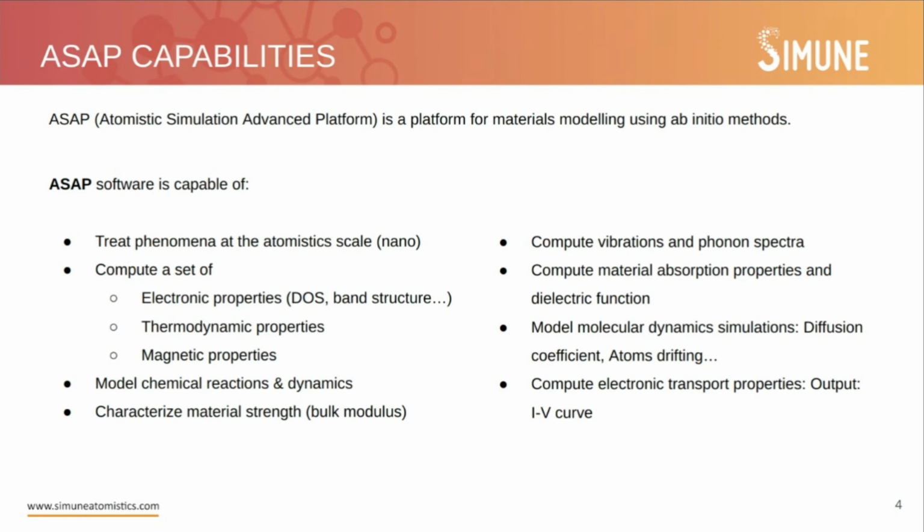With HAZAP, we are able to compute vibration and phonon spectra, material absorption, and the electron function. There is also the possibility of performing molecular dynamics simulations, with which we can then extract the diffusion coefficient, have information about atom drifting in the material, and so on. We can also compute electronic transport properties. And as I said before, we have a video dedicated to it on our YouTube channel.